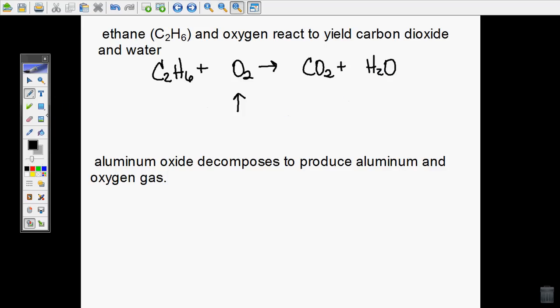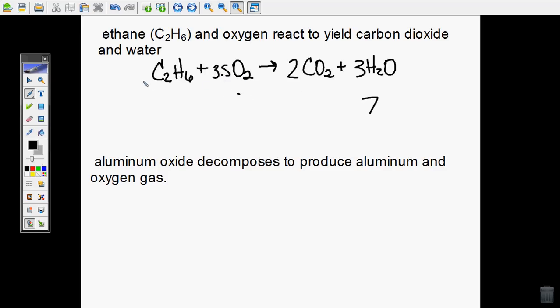Okay, so let me get rid of this arrow. I have 2 carbons here. I need 2 carbons over here. I have 6 hydrogen. I need 6 hydrogen. So I need a 3 there. Then I've got 2 oxygen here. I've got 4 plus 3 is 7. So I can't multiply anything by 2 that will get me 7 except for 3.5. I can't have half a mole.